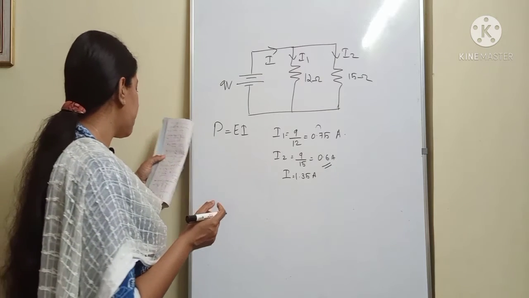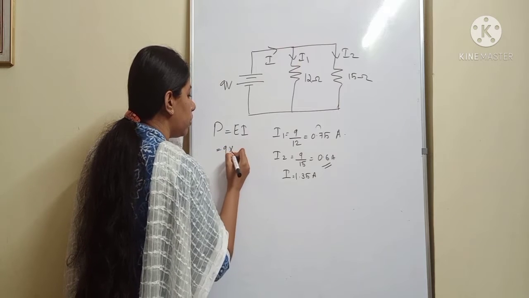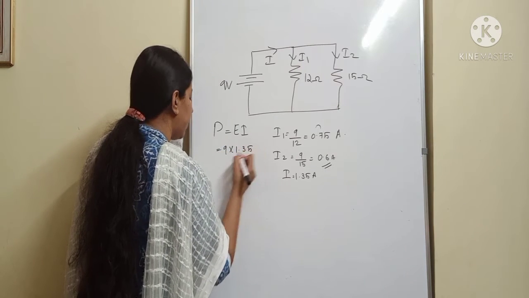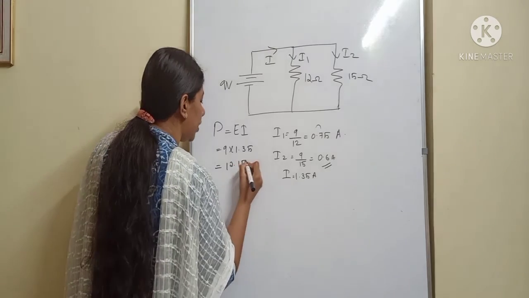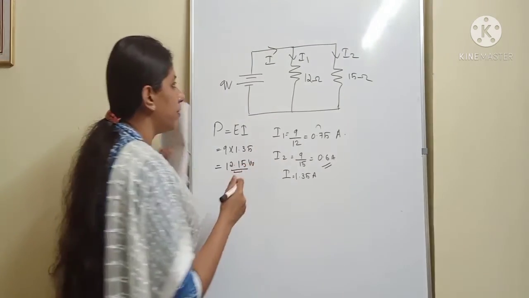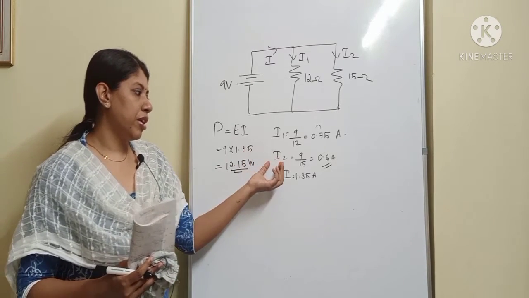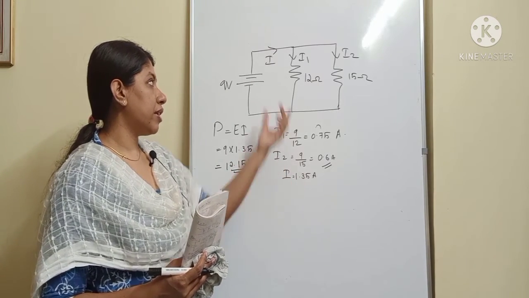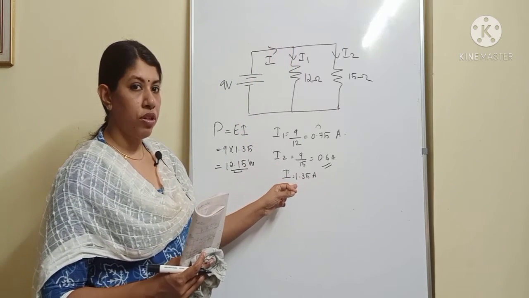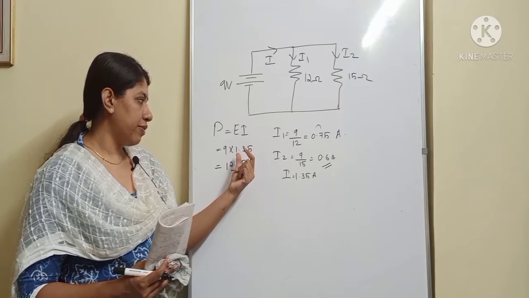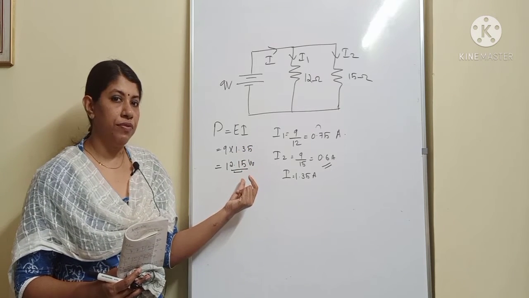So the power will be 9 into 1.35, and it will be equal to 12.15 watt. This is the simplest way of finding the value of the power. We can find the branch currents, and we can find the main current by applying KCL at this particular point, and we get 1.35 ampere. Substitute the value of I, and you will get the power as 12.15 watt.